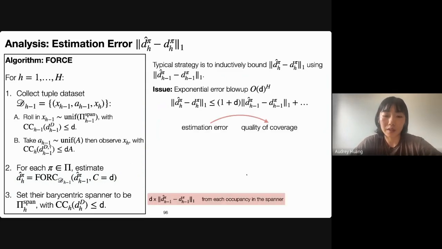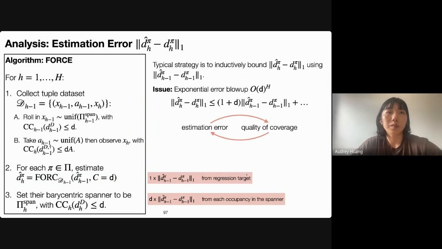So we get d times this quantity for each occupancy in the spanner, because the quality of estimation error will affect the quality of the spanner's coverage, as was just alluded to. And we also get 1x the estimation error from using d hat as a target regression. So the quality of coverage is affecting the estimation error as well. This is exactly the bidirectional relationship between occupancy estimation and exploration that makes the analysis here difficult.